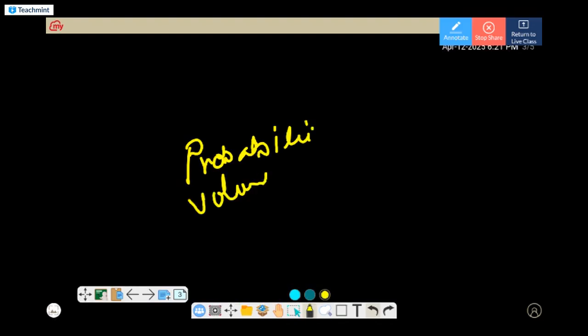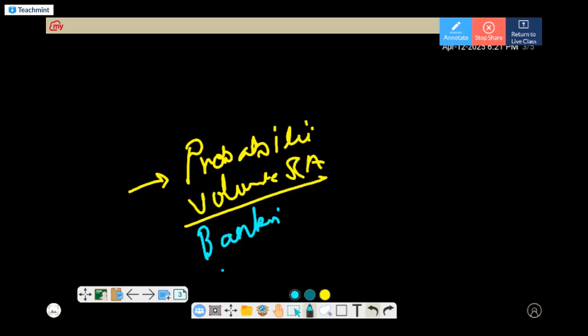With the volumes chapter, volume and surface area bit, we have done common questions. Probability, we have taken the card questions and all. And now this banking is also done. So the next chapter that we will be doing is trigonometry. Once we are good with it, then we'll come back to the previous portions.